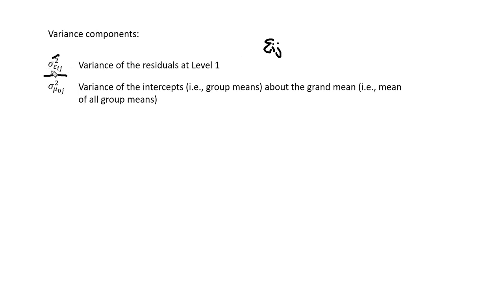The variance of the residual throughout this presentation is going to be noted as sigma squared with a subscript of epsilon ij. The variance of the intercepts, remember that we were previously talking about the level 2 intercepts in terms of mu 0j for the residual error. Essentially then we can talk about the variance of the intercepts using sigma squared subscripted 0j.